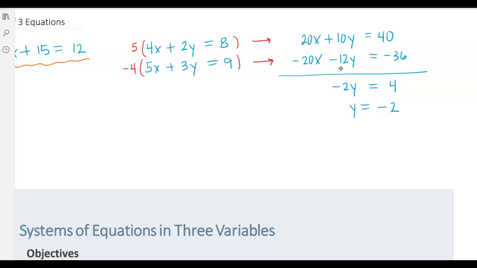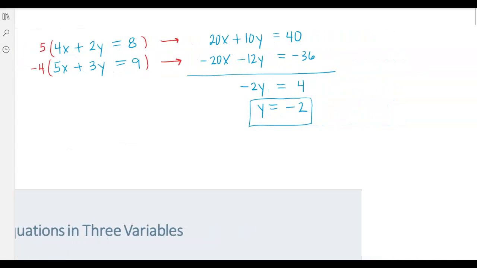Now I do what's called back substitution. I take this variable that I found a value for and I go back and substitute it into one of the original equations. Let's just put it into that first equation that we had. I'm going to substitute y equals negative 2 in there. So we'll have 4x plus, well, I guess 2 times negative 2 will be minus 4. So 4x is equal to 12, and we're getting that x is equal to 3.